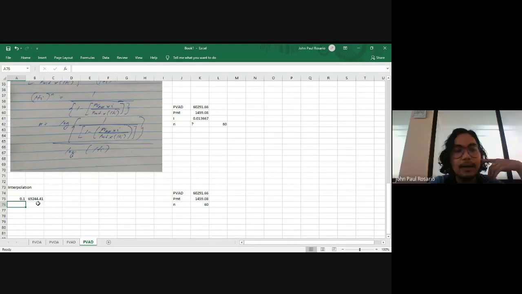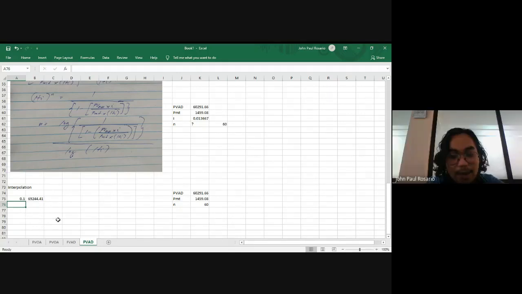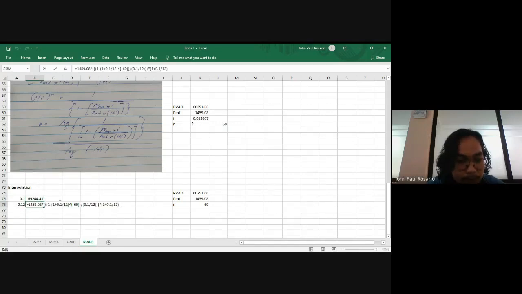Yes, sir. Now, dako man si 69 kaysa 60, so meaning we need to go lower. So atong interest, unsa man? Do we need to go higher or lower? Higher. Kay the higher the interest rate, the lower the present value. Okay, so let's go with 0.12, kay layo pa man, tama? So 0.12.